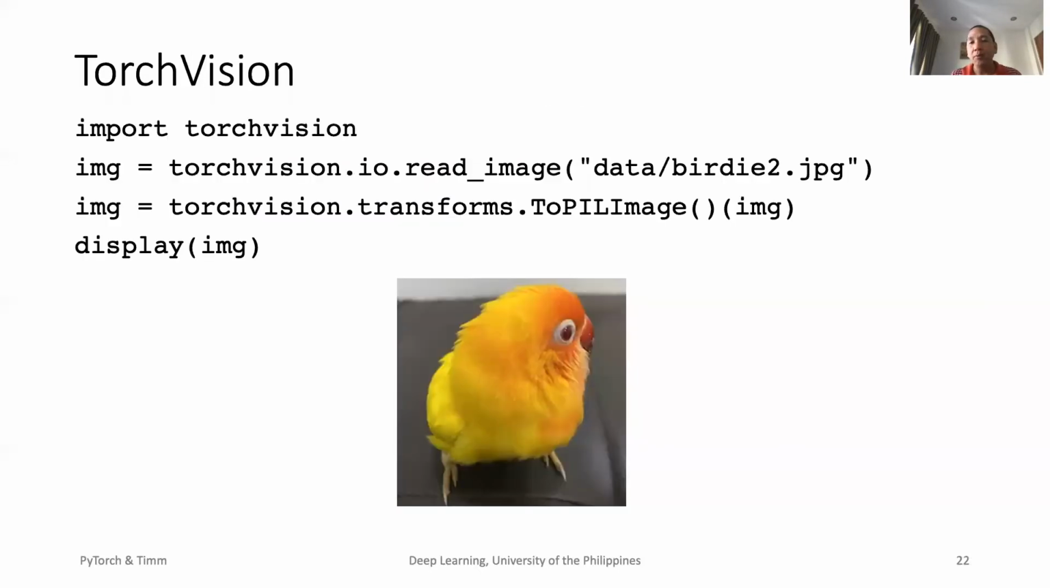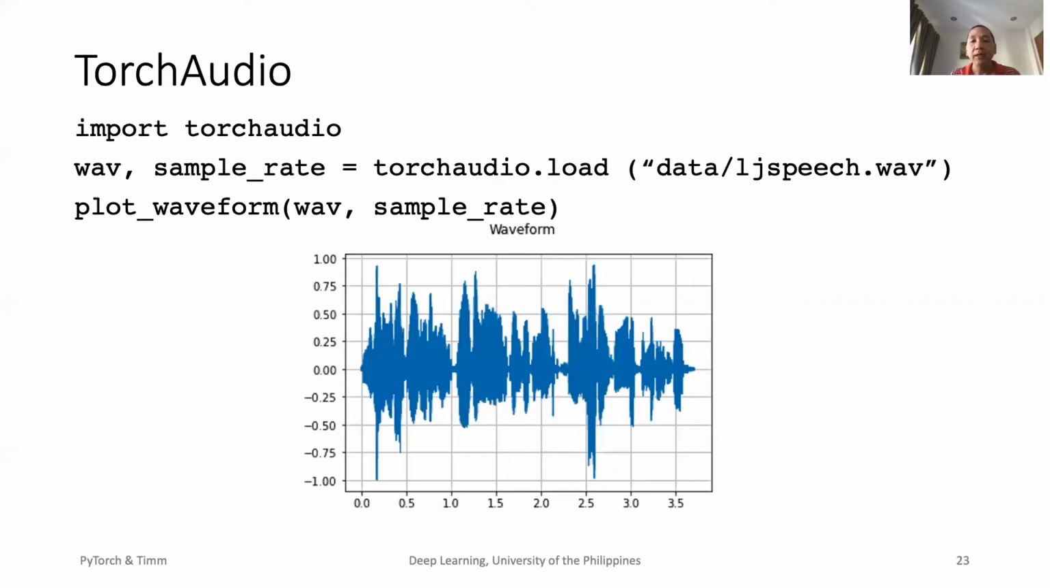Like PIL, we can use TorchVision to load images from the file system. In this example, we use IO read image. Note that Jupyter display understands PIL images only. Therefore, we have to convert the image from Torch tensor to PIL before calling display. TorchAudio can also load audio data like Librosa. This is the implementation using TorchAudio.